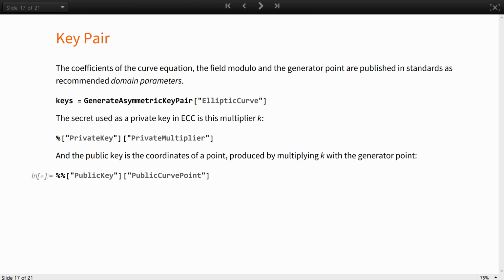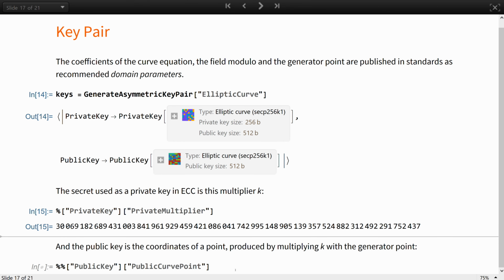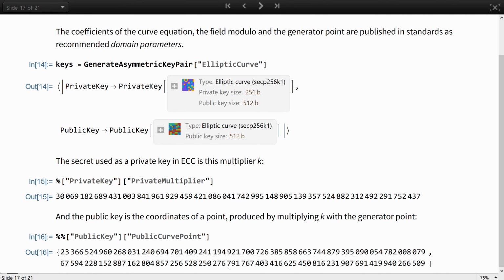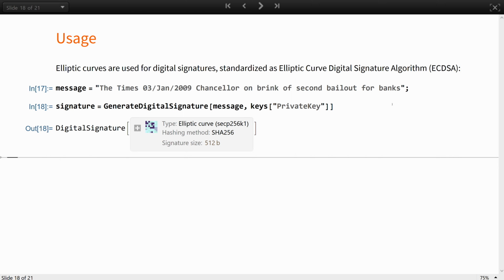The coefficients of the curve equation, the field modulo, and the generator point are published in standards as recommended domain parameters. Since the curve parameters and the generator point are public knowledge, the secret used as the private key in elliptic curve cryptography is the multiplier k. And the public key is the coordinates of a point produced by multiplying this k with the generator point published in standards. Elliptic curves are used mainly for digital signatures, being standardized as Elliptic Curve Digital Signature Algorithm (ECDSA).